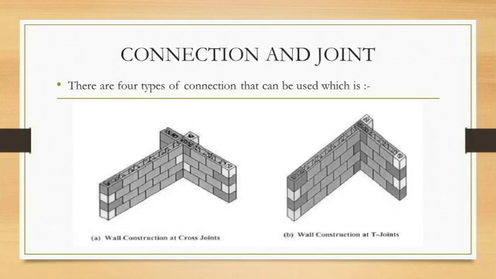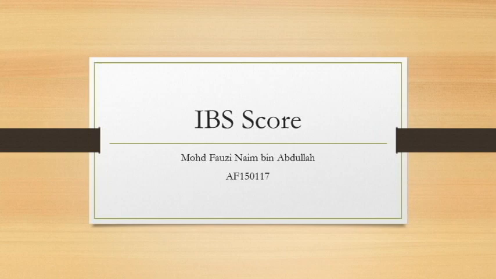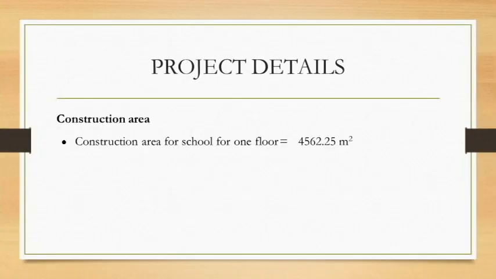For the connection and joint, there are four types of connection that can be used, which are one wall construction at cross joint, two wall construction at T joint, a wall construction at corner joint, and one wall with opening. This is the scope of IBS for this project. The construction area for one floor is approximately 4,562.25 square meters.